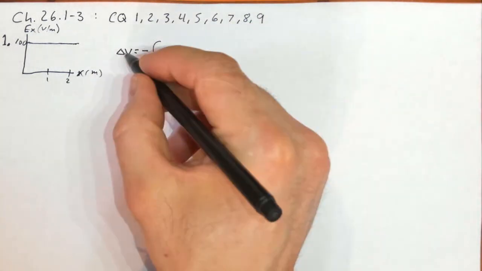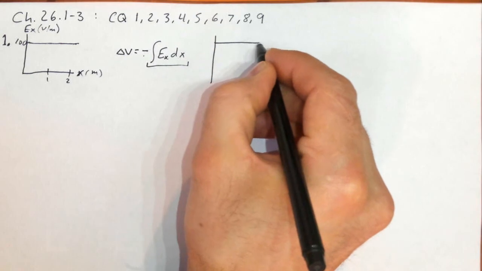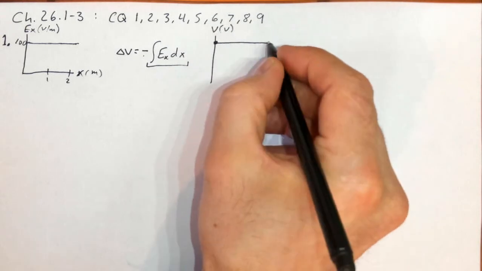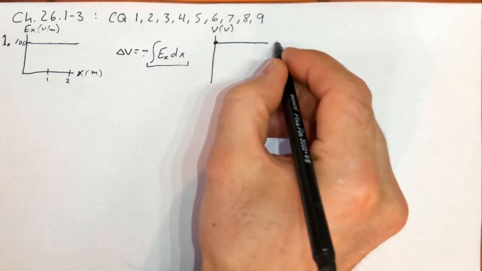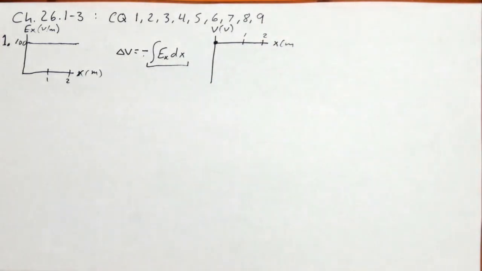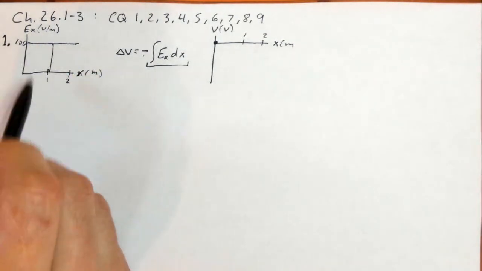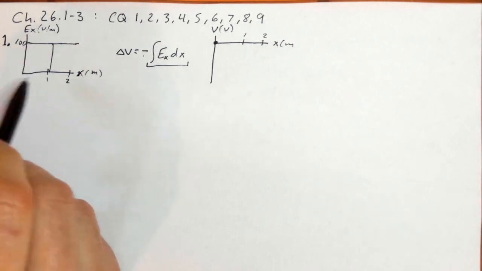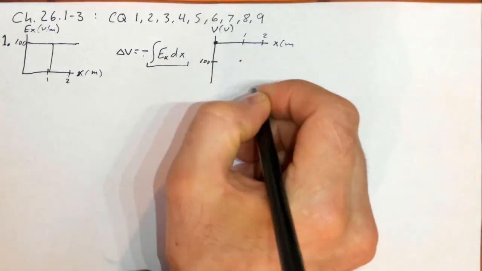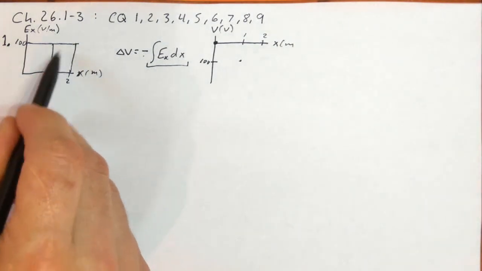Okay, so since we know we're starting at 0 and we have a positive area here, my graph would be more conveniently written this way. I'm starting at 0 and I'm going to end up with a negative change in values. So here's my x in meters, here's 1, here's 2. After 1 meter, the area here is 100 times 1, or 100 volts. 100 volts per meter times 1 meter gives me 100 volts. And I go another meter, I gain another 100 volts.